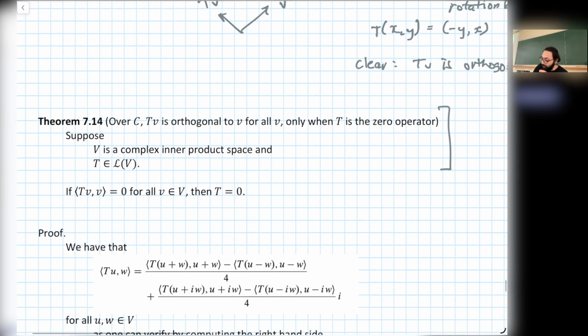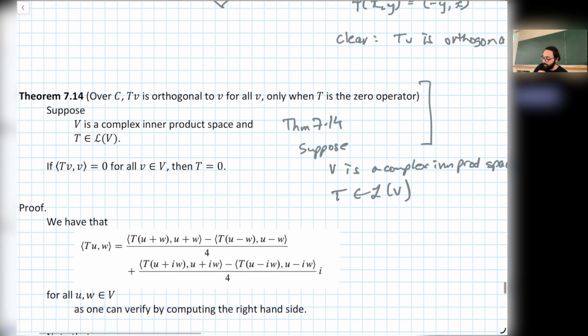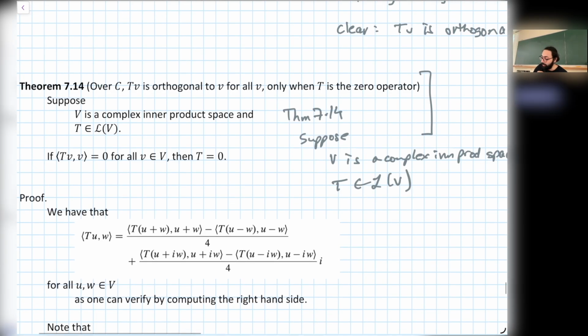So what is the statement here? The theorem says, suppose V is a complex inner product space, and you have some operator T on this vector space. If we have the property that <Tv, v> is zero for all v in the vector space, that implies T is zero.